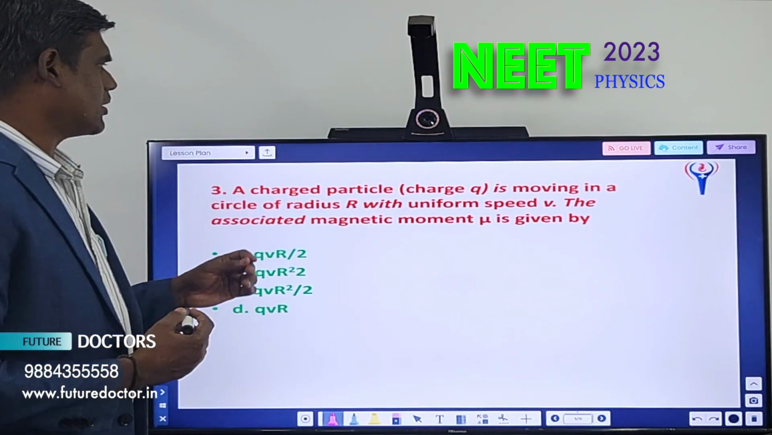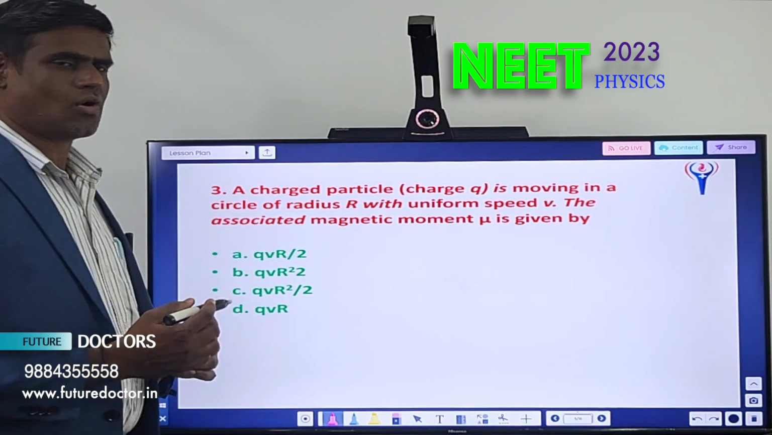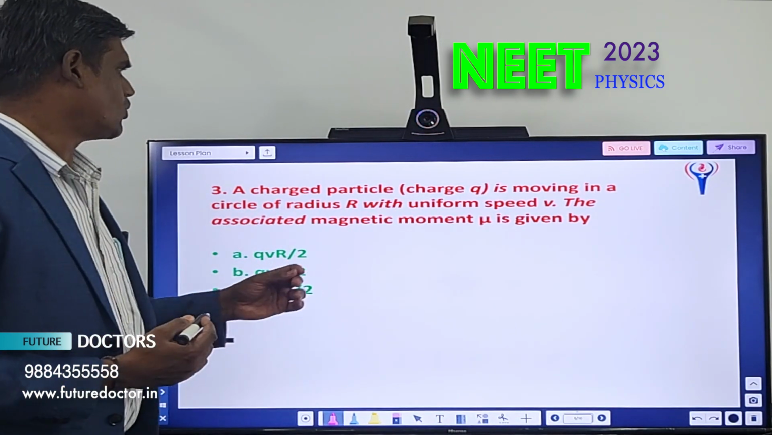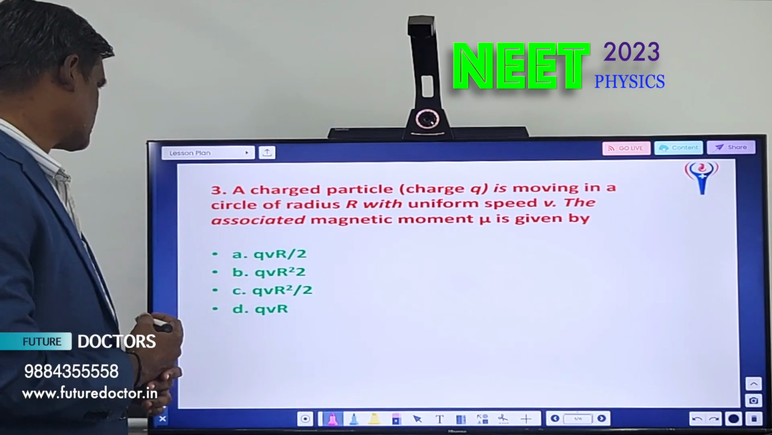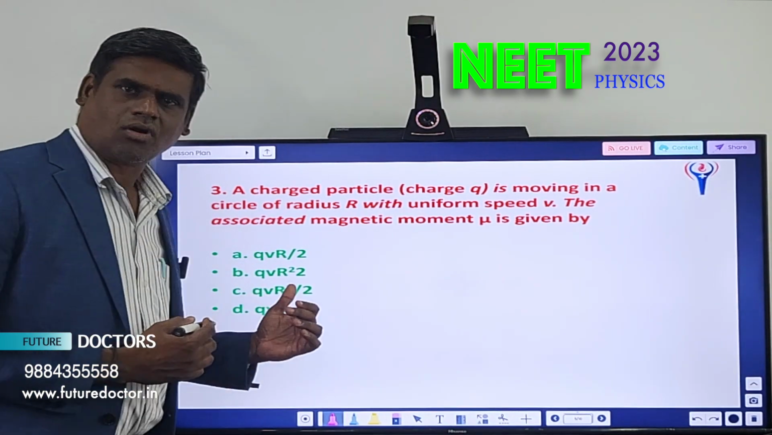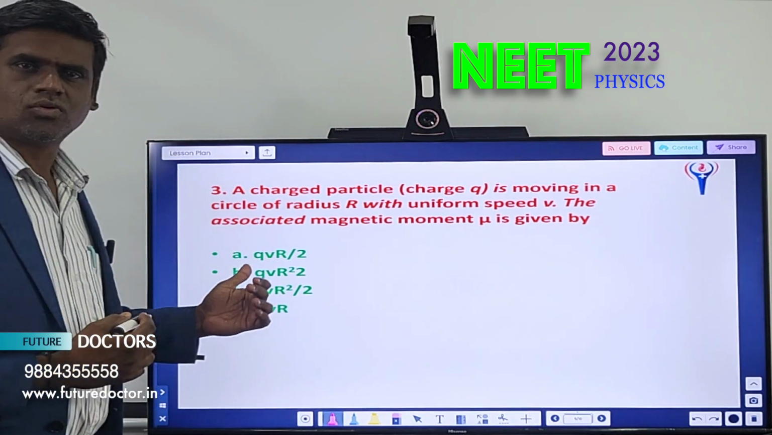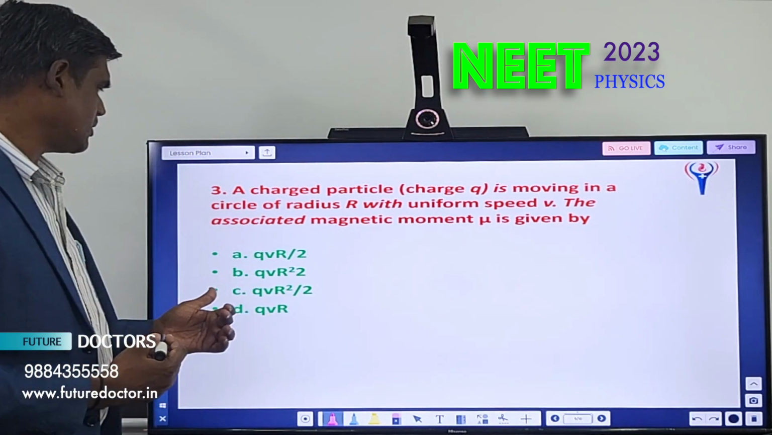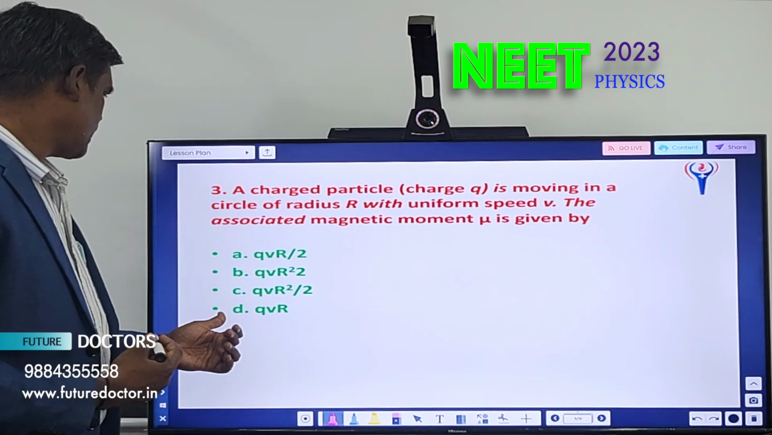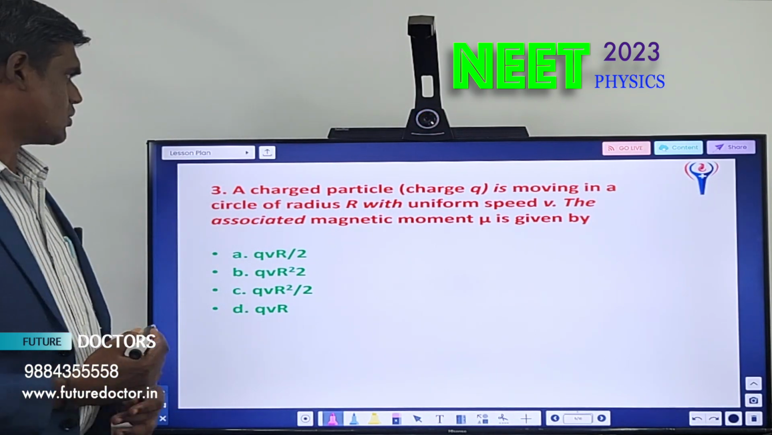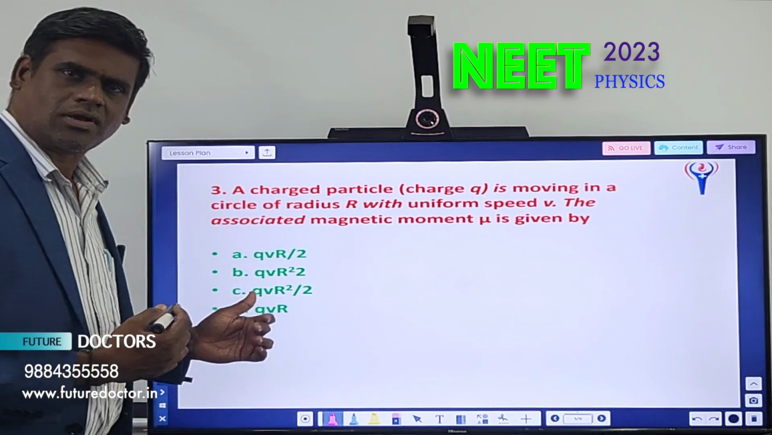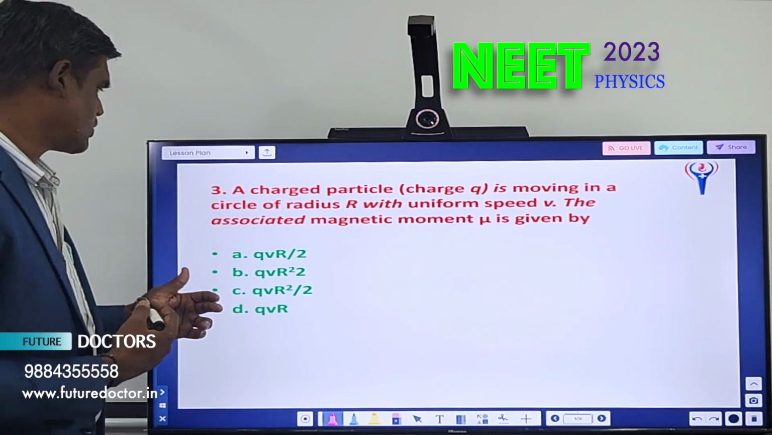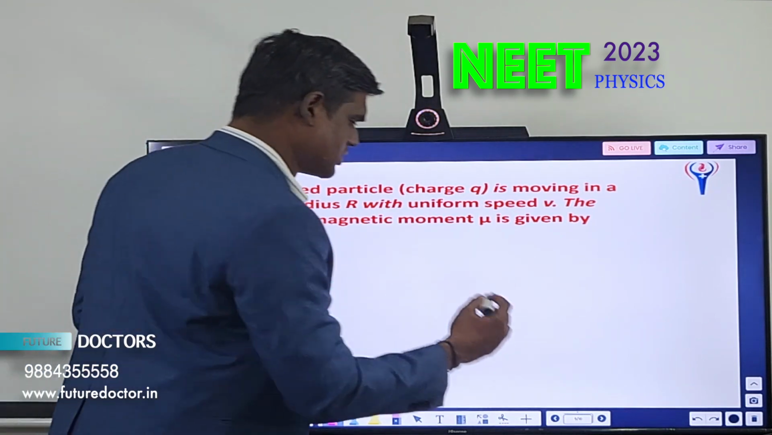A charged particle, that is Q, is moving in a circle of radius capital R with uniform speed small v. The associated magnetic moment mu is given by dash. Option A, QVR by 2. B option, QVR square by 2. C option, QVR square by 2. And D option, QVR. So by knowing the relation between magnetic moment and the charge, velocity, radius, you are able to find the solution for this question. Let's move to question number 4.